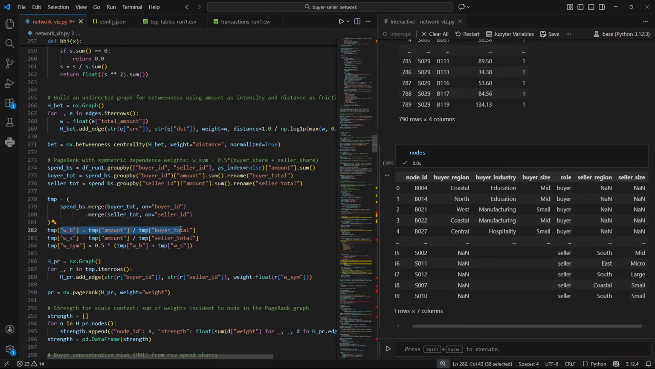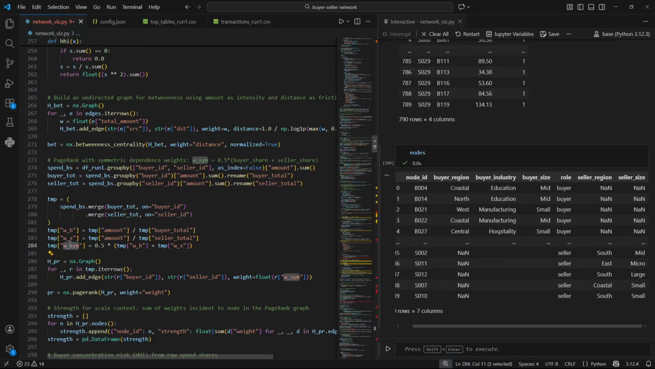As a seller, I have many different transactions possibly. This single transaction, or pair of buyer and seller that we're talking about, how much of total revenue as a seller I'm receiving as a share from this single buyer. So that's where the dependency comes from. So we create a weight for buyer, a weight for seller, and then we take the average, and that would be our symmetric weight.